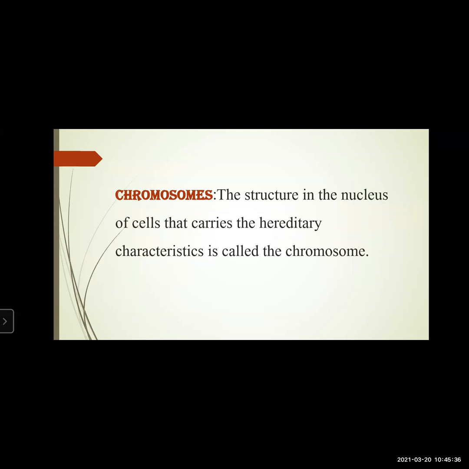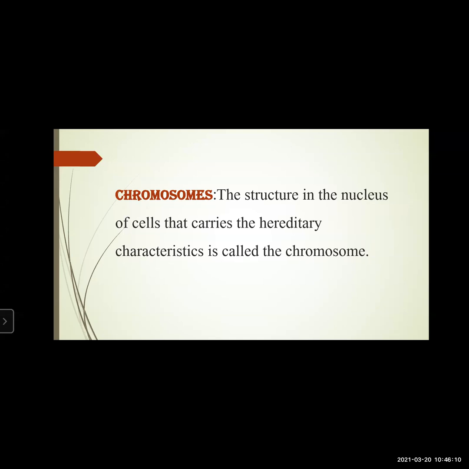Then in this chapter, we have also studied about chromosomes. What are chromosomes? The structure in the nucleus of cells that carries the hereditary characteristics is called the chromosome, right? So it is a carrier of the genetic material. All the genetic material is stored in this chromosome. So chromosome is made up of nucleic acid and proteins. That means chromosome is made up of the DNA and proteins. And also we have studied the structure of chromosome.